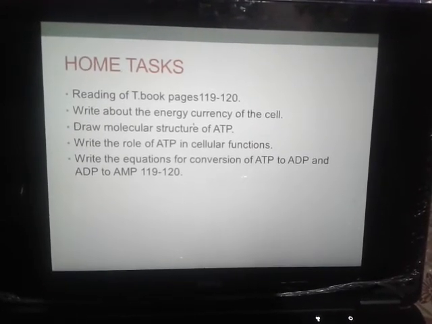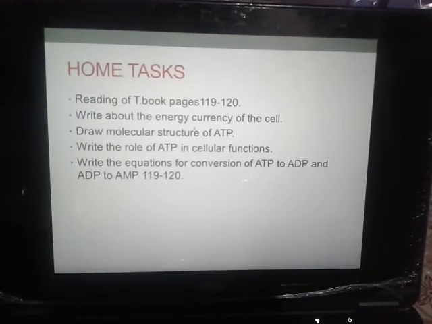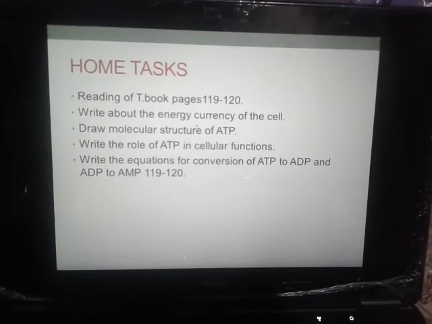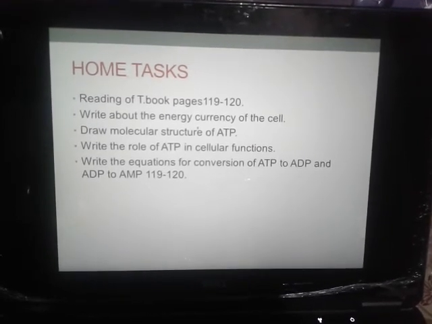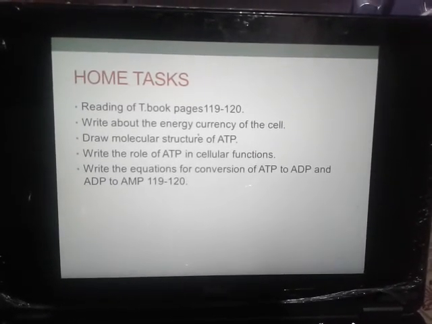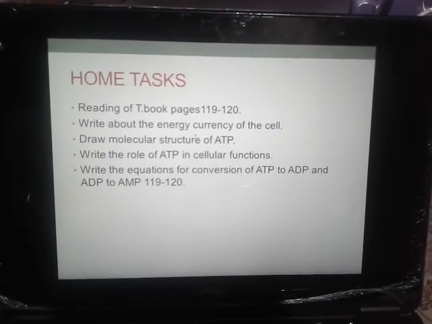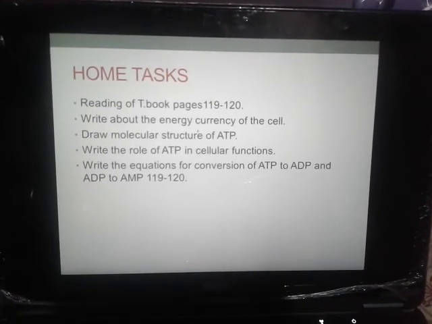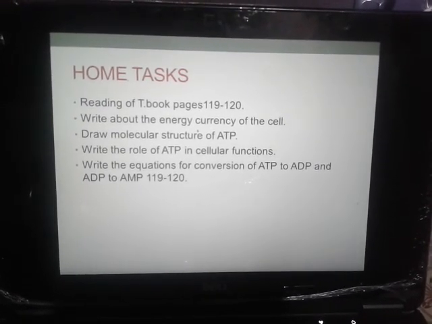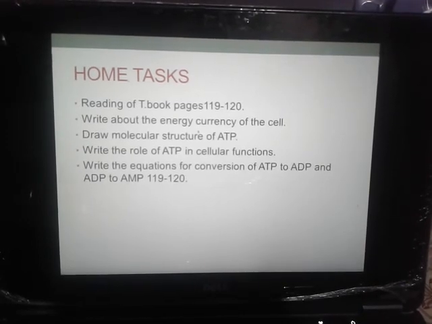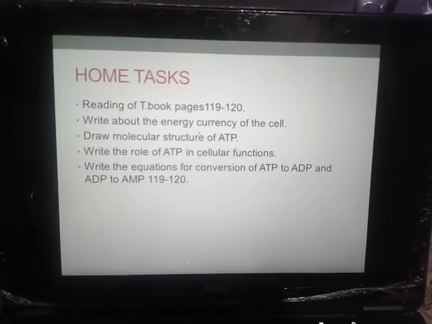Now it's time to share the home tasks: reading of textbook pages 119 to 120. Write about the energy currency of the cell. Draw the molecular structure of ATP. Write the role of ATP in cellular functions. Write the equations for the conversion of ATP to ADP and ADP to AMP from textbook pages 119 to 120.